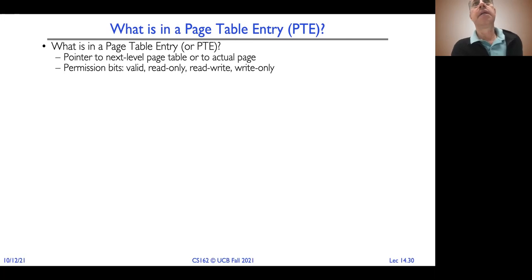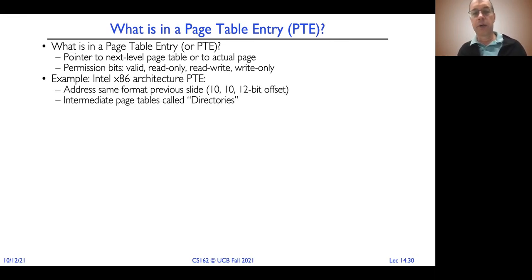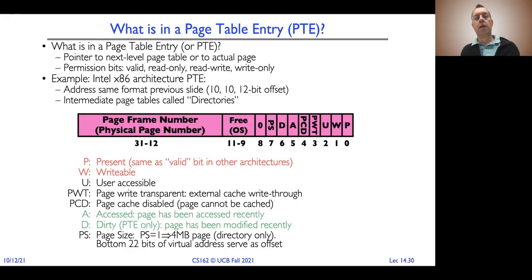So I mentioned to you that in a page table entry, besides the physical page number, we are also going to have some bits. Here is an example. Let's take our previous example in which you have a 32-bit address. The offset is 12 bits, so the physical page number is 20 bits.